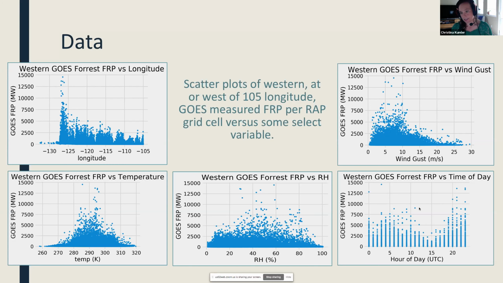Another trend we noticed was hour of day. If you ask an FRP expert, they're going to say that at night, the FRP tends to be lower than in afternoon and evening hours. So I also chose to include the hour of day in UTC in our models.